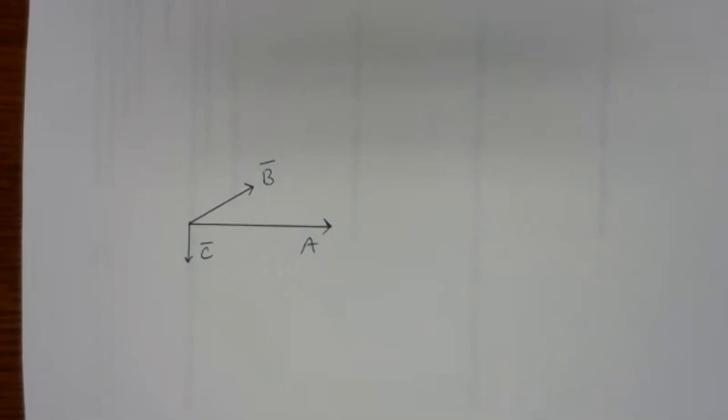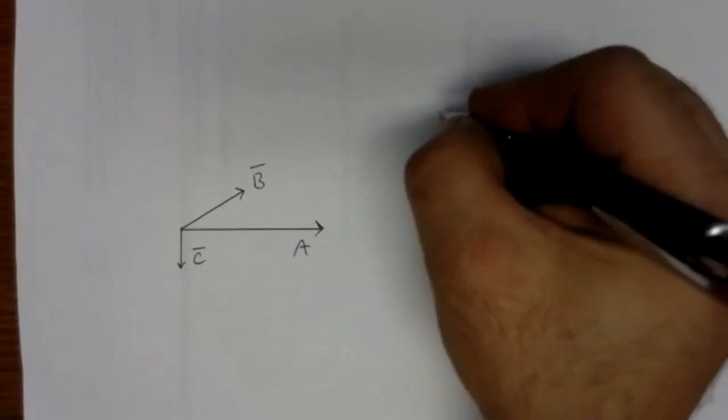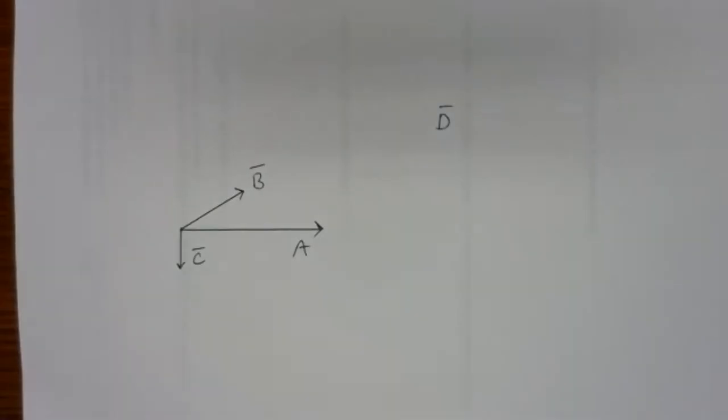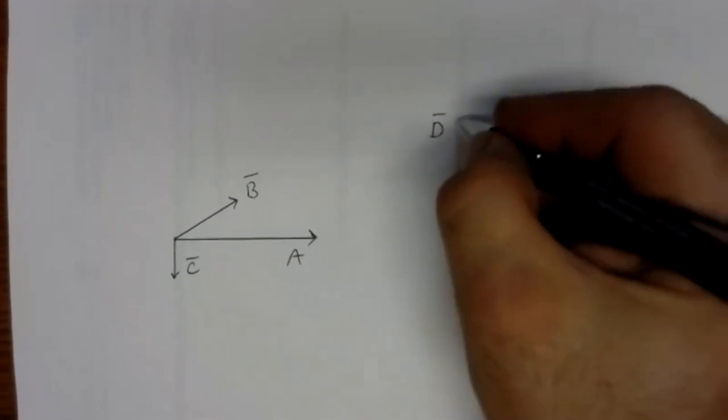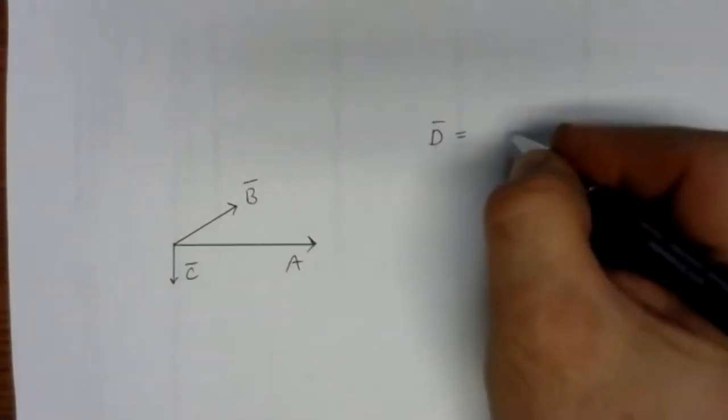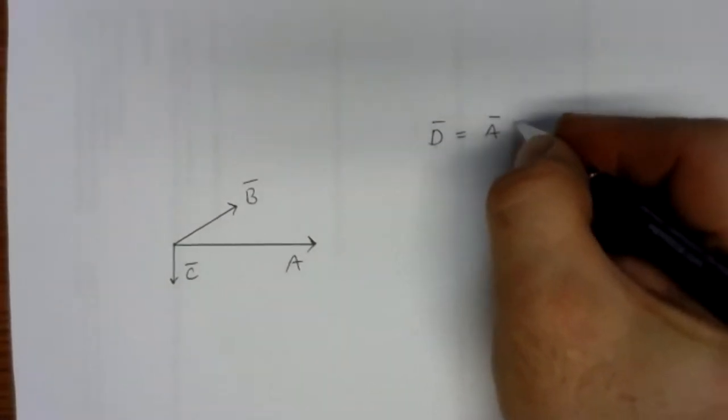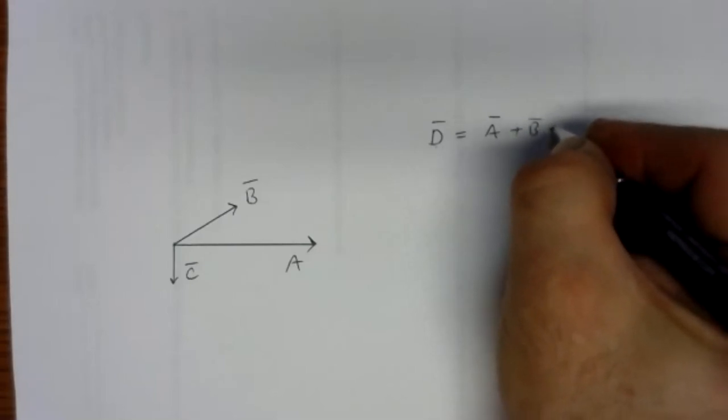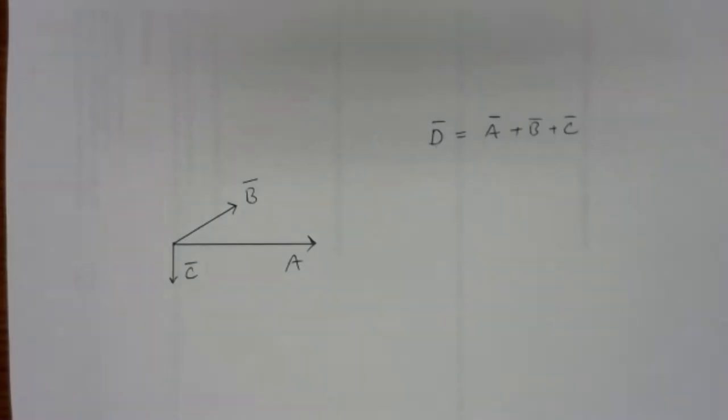I want to know what the sum of all three of these vectors would be. So maybe we'll call it vector D. I don't have to give it a name. I'm just doing that for convenience, so I can write it down in an equation. D is going to be A plus B plus C. So we draw it out.